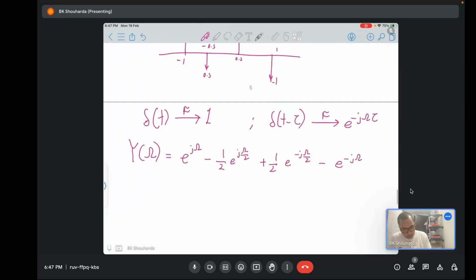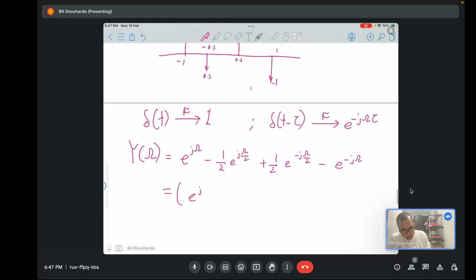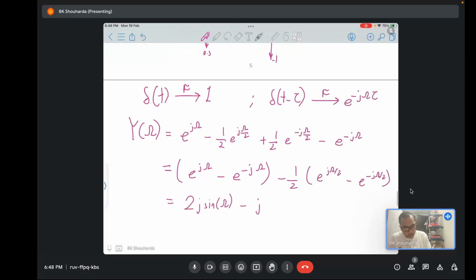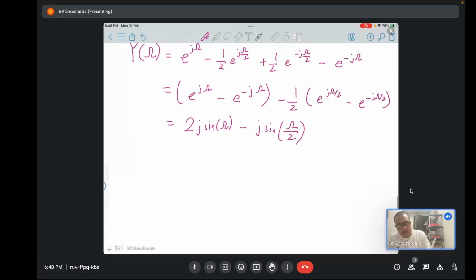Alright, so now let's group the terms together. Whenever you see such conjugate or anti-conjugate complex exponentials, always try to group them. What would it be? 2j sine omega, and minus, since there's a half term, j sine omega upon 2. Now how do we obtain the Fourier transform of x of t? Let's look at this. We wrote y of t equals dx of t upon dt.